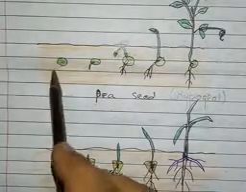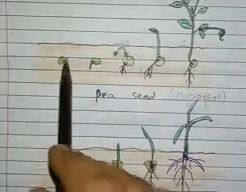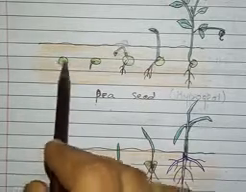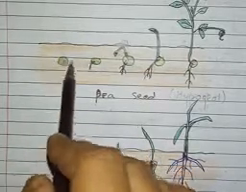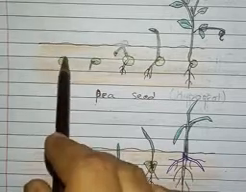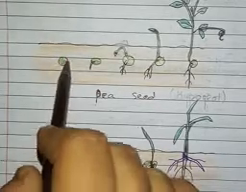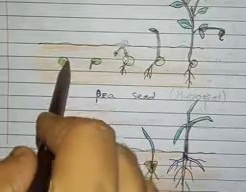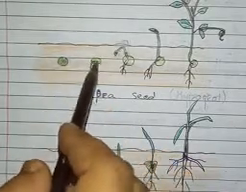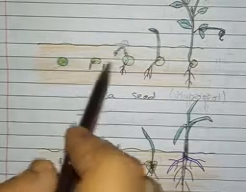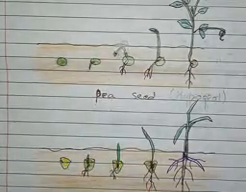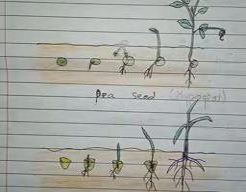It will absorb the water from the soil, and because of the absorption of water, the seed will swell. Because of the pressure from inside, the testa, that is the outermost layer of the seed coat, will break and the radicle will come out to form the root system.